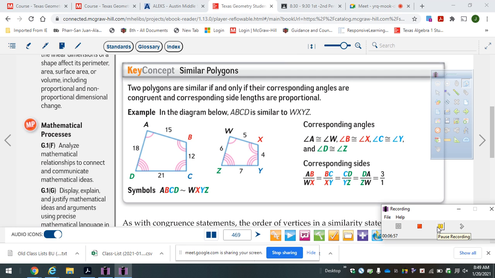Okay, about 30 more seconds. Similar figures means that the corresponding angles are congruent. That means that they're equal measure. Corresponding sides have a ratio, a proportion idea, that they're all in proportion to each other.